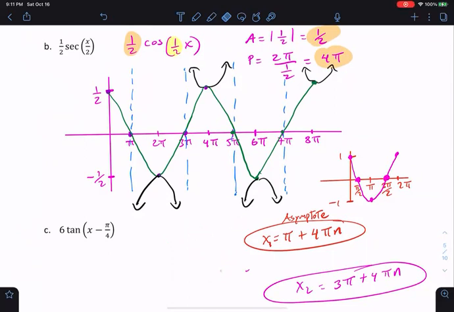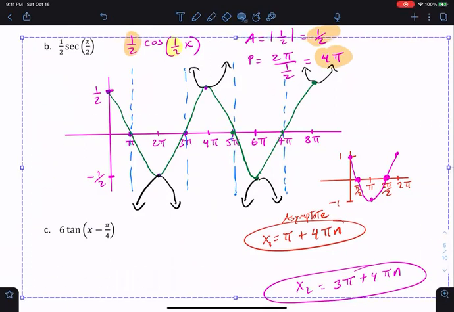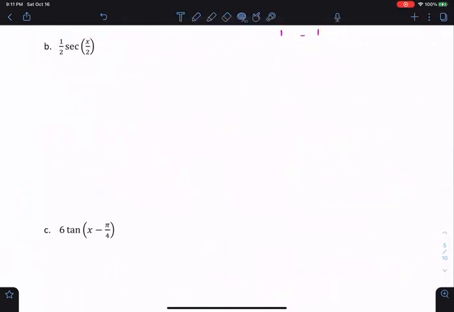Okay, next graph. This is taking a little time because it's hard for me to just do it. Right. Okay, so that's that thing. Okay, next.